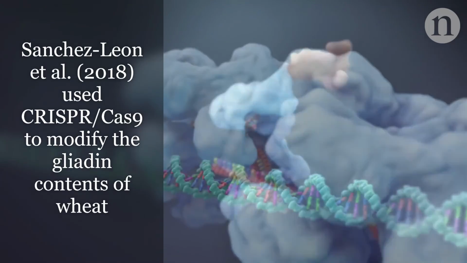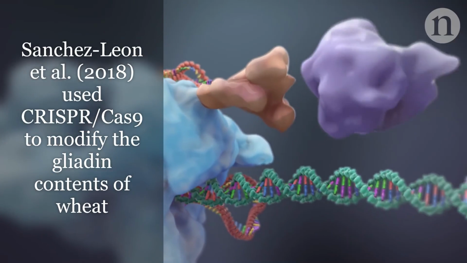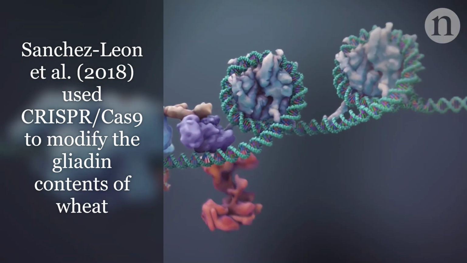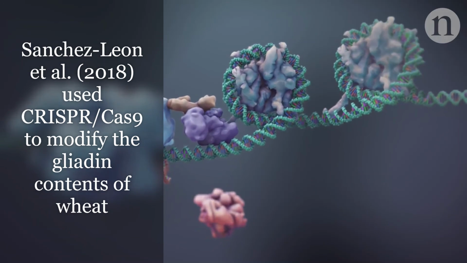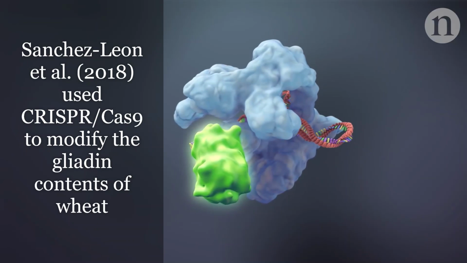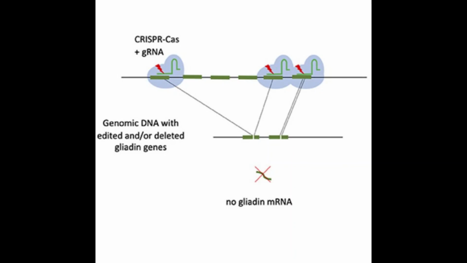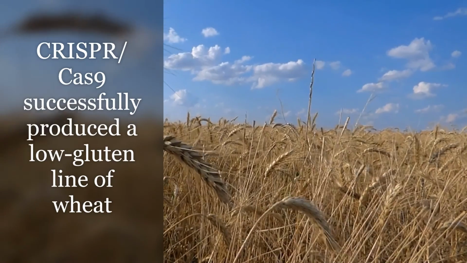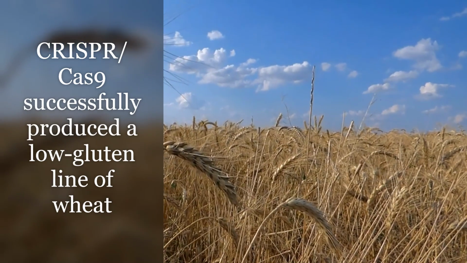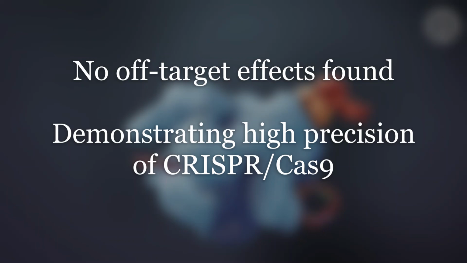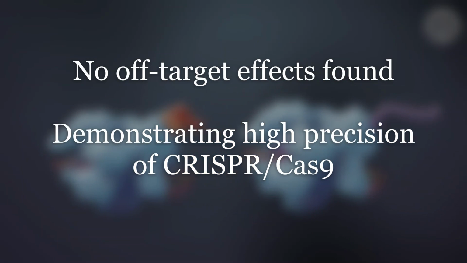Sanchez-Leon and colleagues used CRISPR-Cas9 to modify the gliadin content of wheat in 2018. They synthesized an sgRNA molecule with complementary bases to the genes encoding for gliadin proteins in wheat. The RNA Cas9 complex successfully mutated the target gliadin genes, producing a line of wheat with 85% less immunoreactivity than traditional wheat. Additionally, no off-target effects were found in the modified wheat, demonstrating the high precision of CRISPR-Cas9 for genetic engineering.